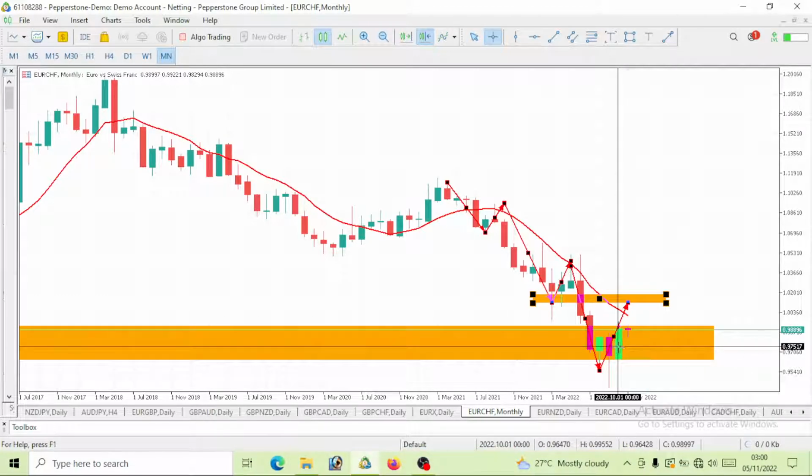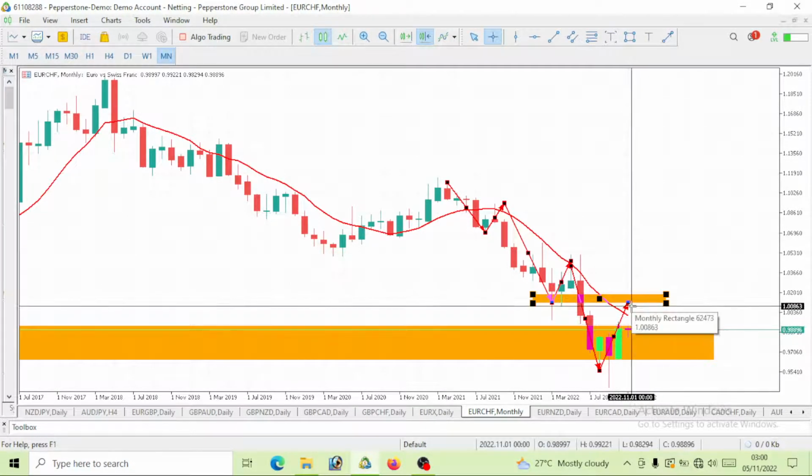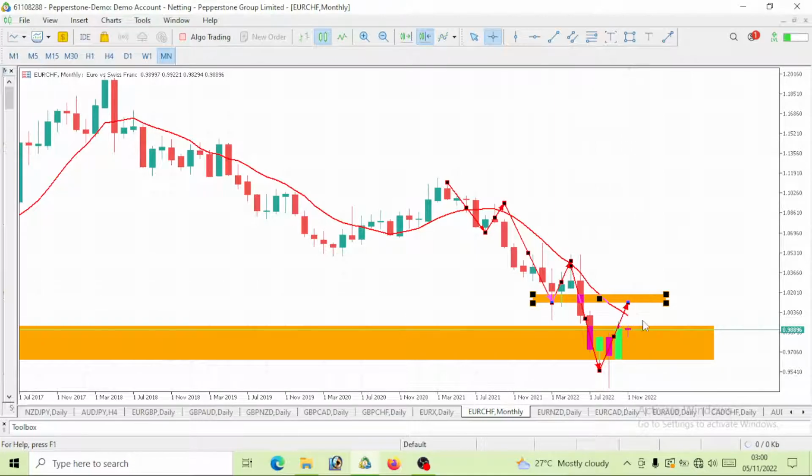This is 10, which is October. We kind of opened and closed bullish. Now we are in the month of November, right? We also opened and closed bullish. By the time the month ends, you should be able to sit properly. So we still expect that bullish move to be made on Euro Swiss franc.